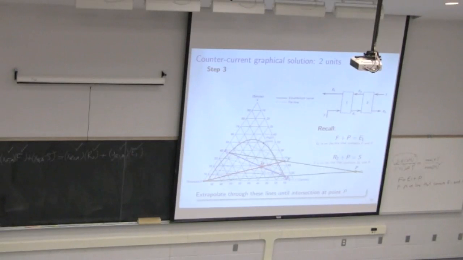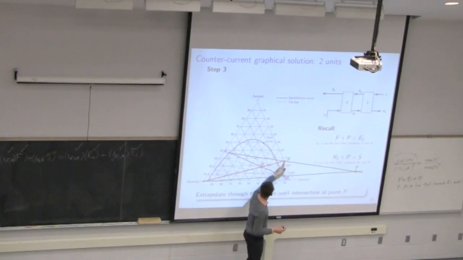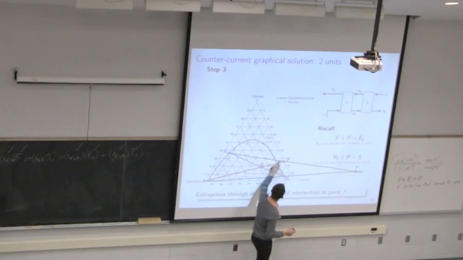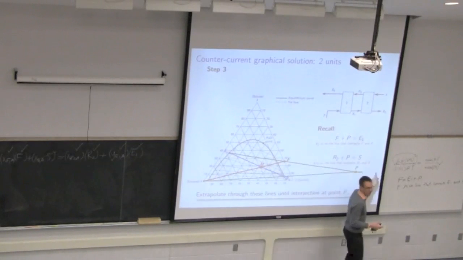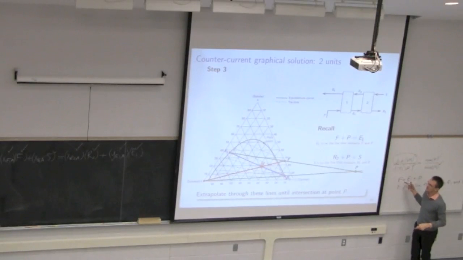That's simply from our lever rule. So E1 is over there. I know where E1 is. I know where F is. So I can just draw a straight line through E1 and F. Keep going and going. So I don't know where to stop yet.